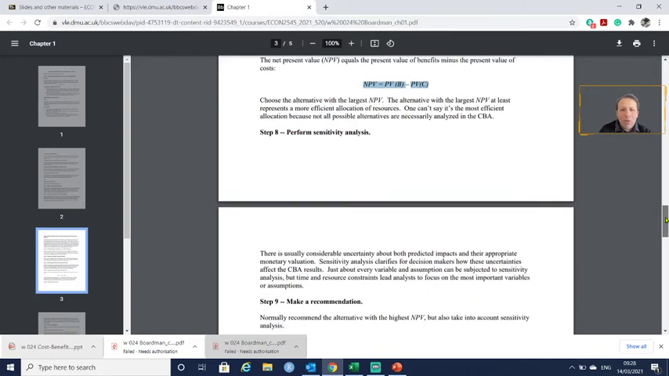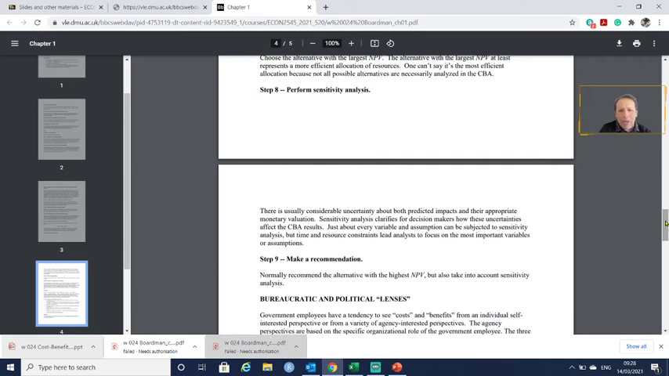So there is usually considerable uncertainty about both predicted impacts and their appropriate monetary valuation. So sensitivity analysis will clarify for decision makers how these uncertainties affect the results of the cost-benefit analysis.